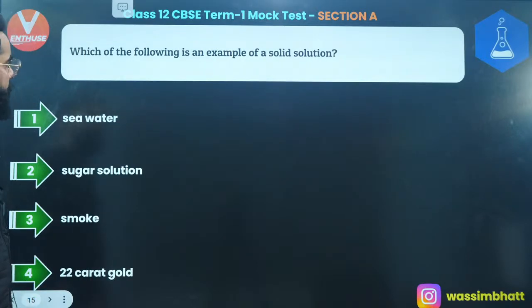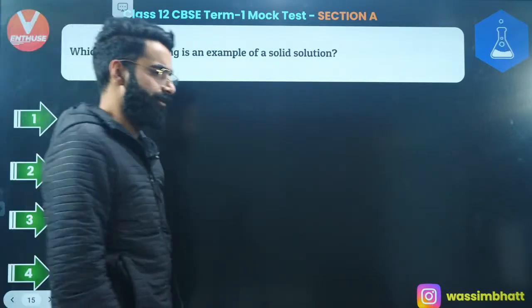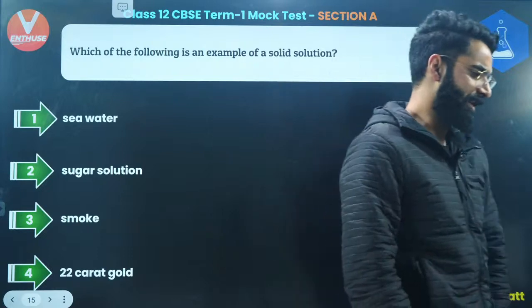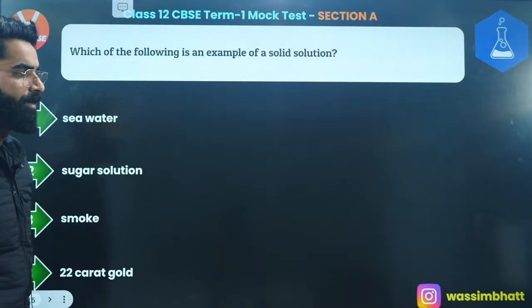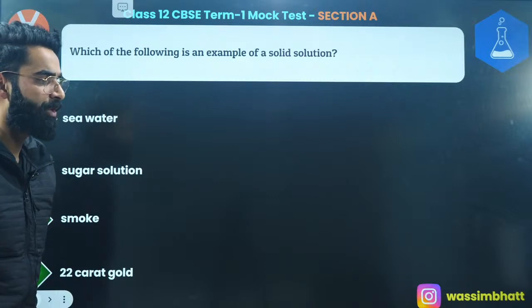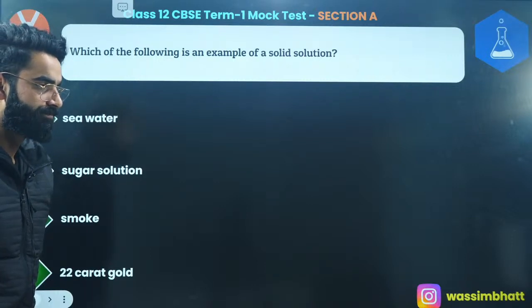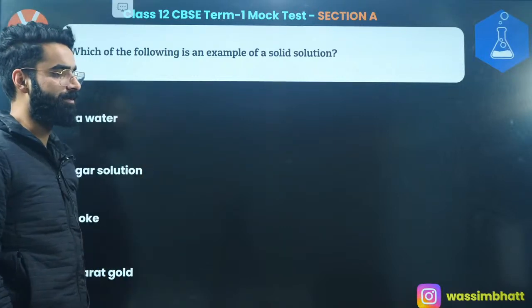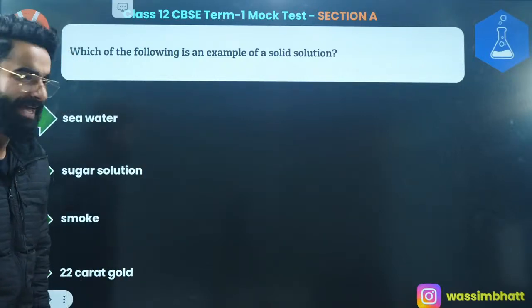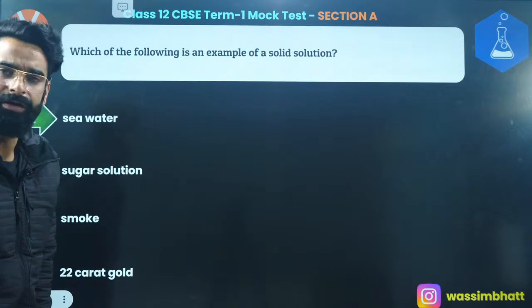Perfect. Which of the following is an example of the solid solution? A very simple and basic question. Let me know its answer fast in the chats. I'm looking at your chats only. Which of the following is an example of a solid solution? Solid solution. Where do you see solid in solid? Is it going to be the 22 karat gold?